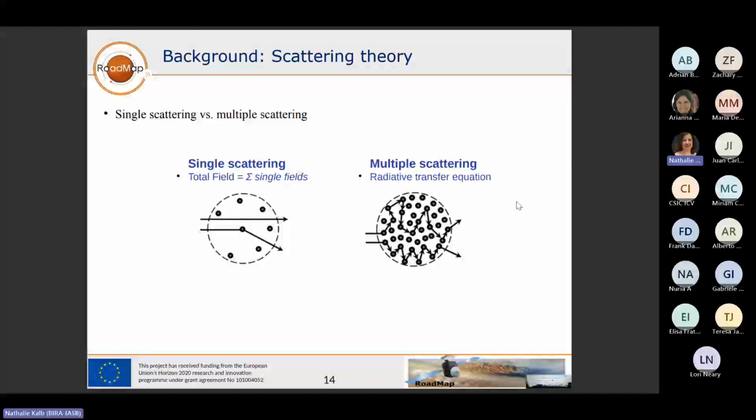Okay, I wanted to make clear the difference between single scattering and multiple scattering. Single scattering is when you have particles that are far away from each other. So when you look at one light ray, you only see scattering by one particle, and the whole field can be obtained by just summing up the single fields. When you have multiple scattering, the light interacts with many particles before you are detecting the light. So you have to use the radiative transfer equation to solve it.